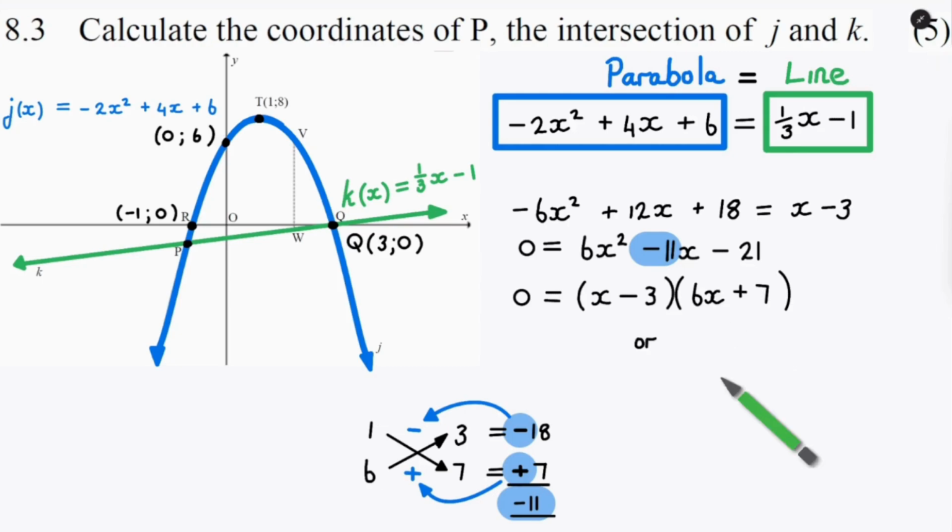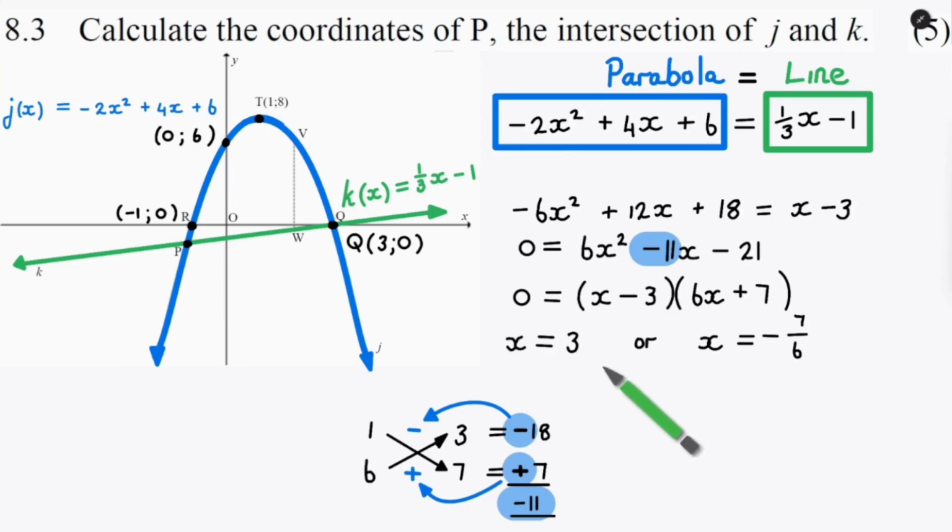And from these two brackets, we're going to get our two answers. This one will return us an answer of positive 3, because if I made that factor equal to 0, take the minus 3 over. This factor over here will return us an answer of minus 7 over 6. Take the 7 over, becomes minus 7, divide through by that 6, and you get minus 7 over 6.